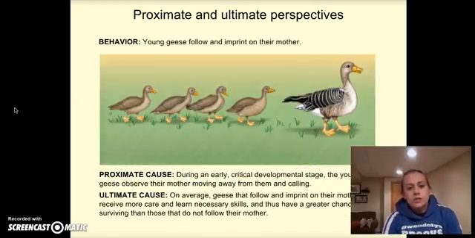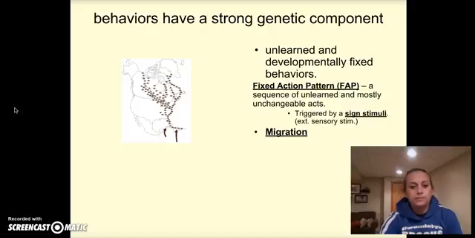Another behavior would be that young geese follow and imprint on their mother. The proximate cause of this, during an early critical development stage, is that the young geese observe their mother moving away from them and calling. And then the ultimate cause would be, on average, geese that follow and imprint on their mother receive more care, learn the necessary skills, and so have a greater chance of surviving than those that don't follow their mother.